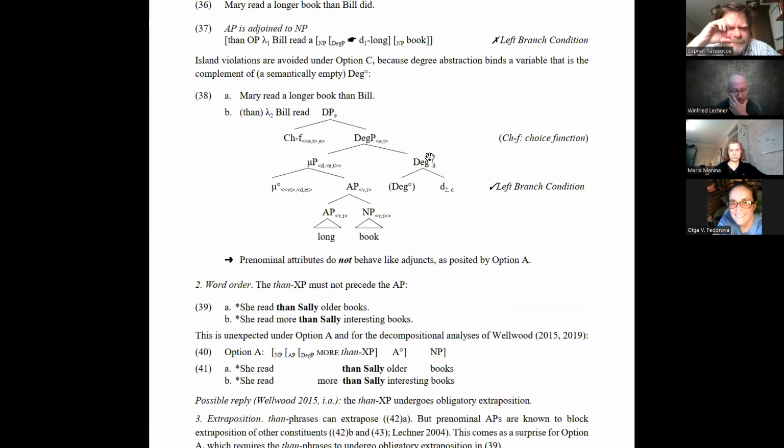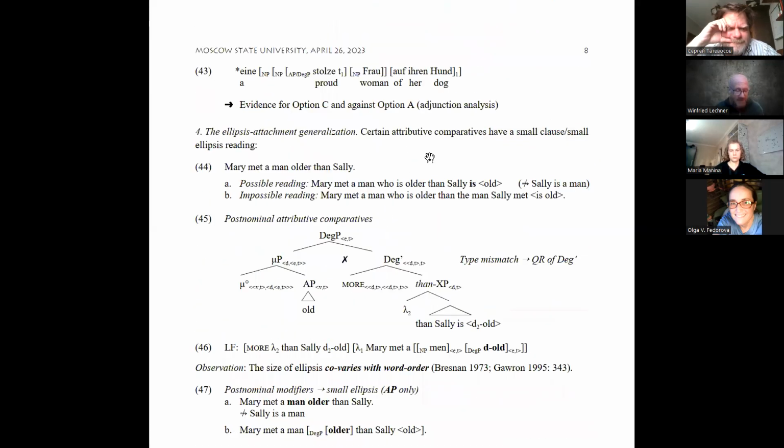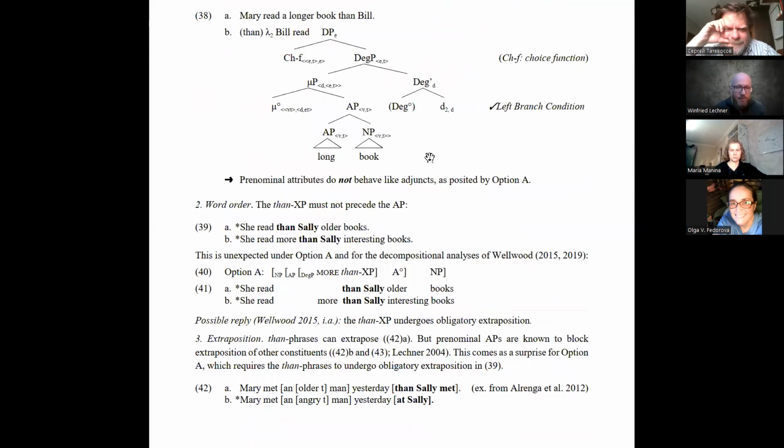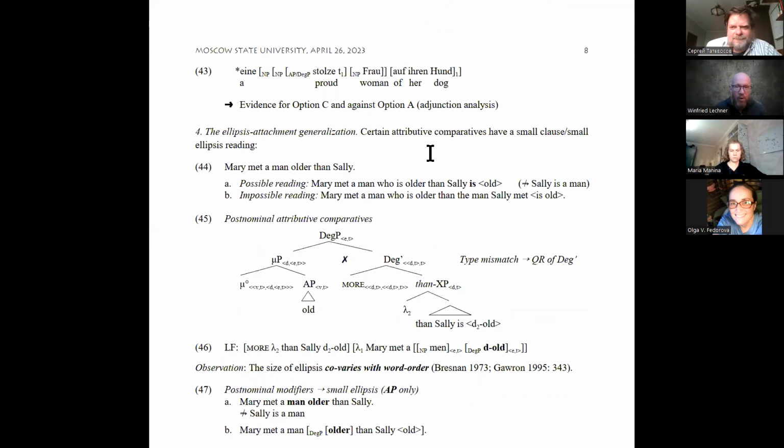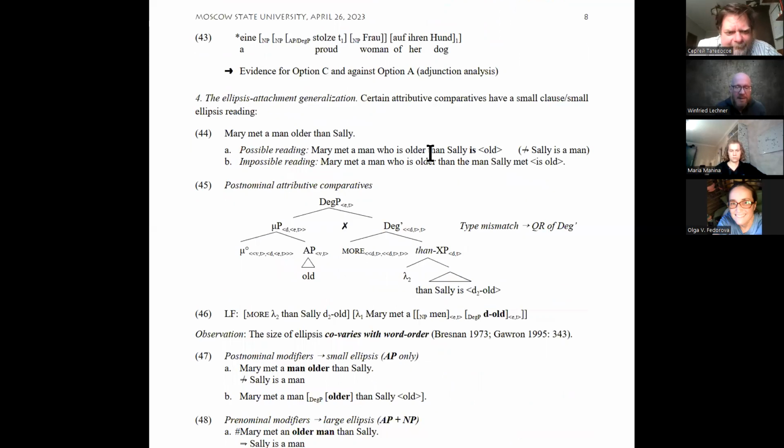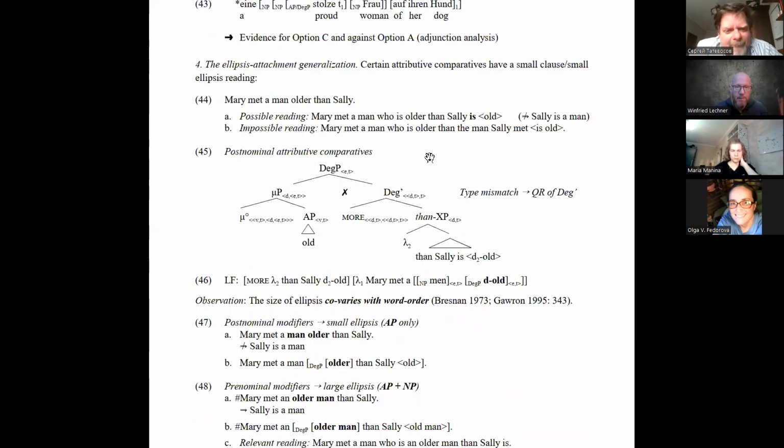Those are two arguments. I don't know how we're doing time-wise here. Let me give one more argument for the assumption that the degree phrase contains the adjective phrase, not vice versa. If you look at something like 44, those are all classic examples from the 70s literature, which have been reanalyzed in the 90s and afterwards.